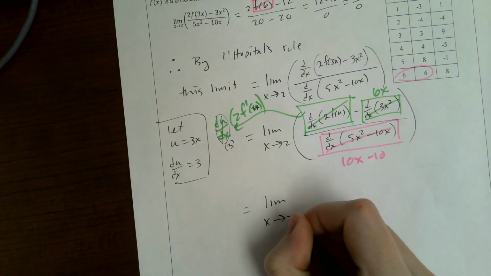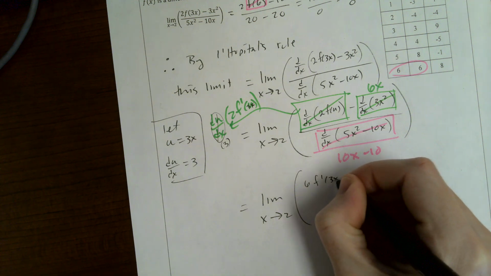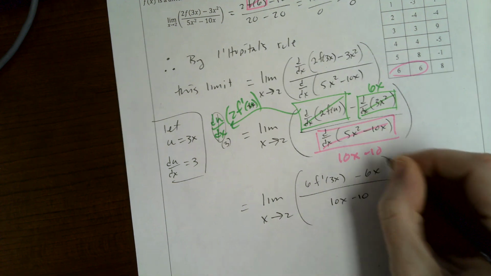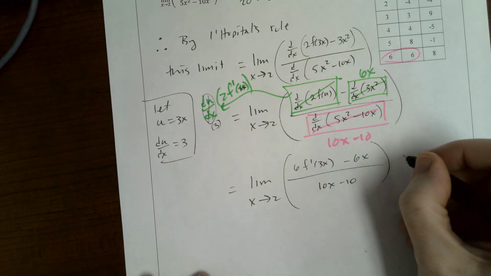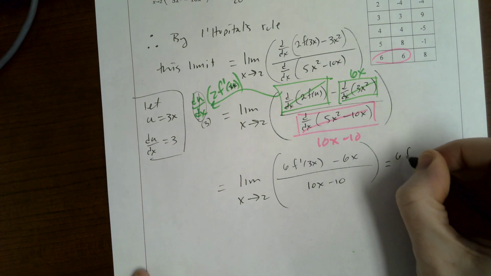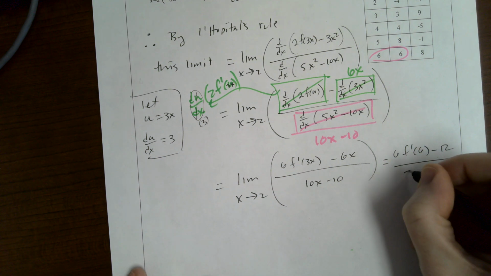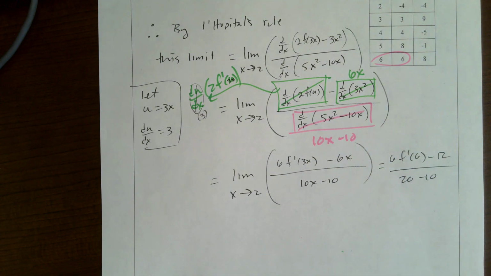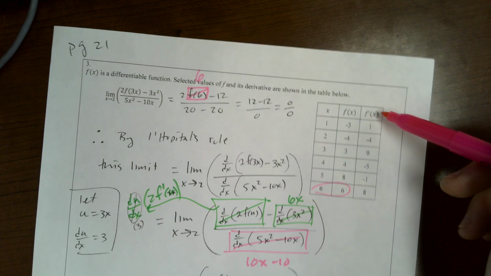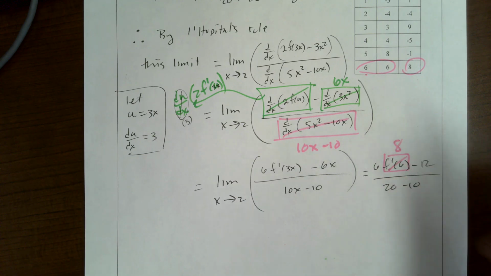So the limit as x approaches 2 of 6 f prime of 3x, all right, plugging in 2, so I'm direct substituting: 6 f prime of 6 minus 12. Okay, so the bottom isn't 0. And now I got to go up to the table. F prime, all the way at the bottom, 6. So f prime of 6 is 8. So that's 8.